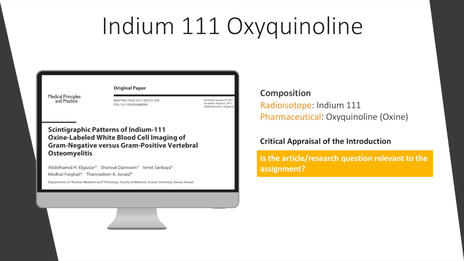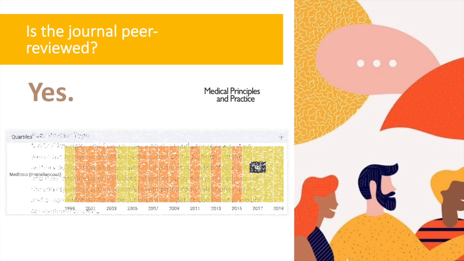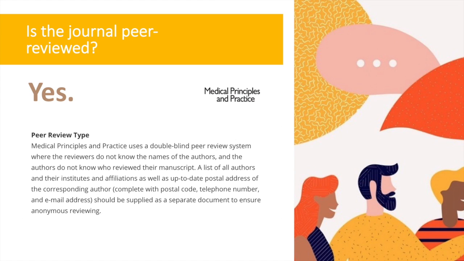Our first question regarding the introduction: is the article or the research question relevant to the assignment? Now, our assignment was to select an article with a radiopharmaceutical. So yes. Is the journal peer-reviewed? Now, the journal of this article is Medical Principles and Practice. Looking into the quality of the journal, it's a Q2 journal. It has been since 2017, which was the year of the article publication. And looking into their website, we realized that there is a double-blind peer review system where the reviewers don't know the names of the authors and the authors don't know who reviewed their manuscript.